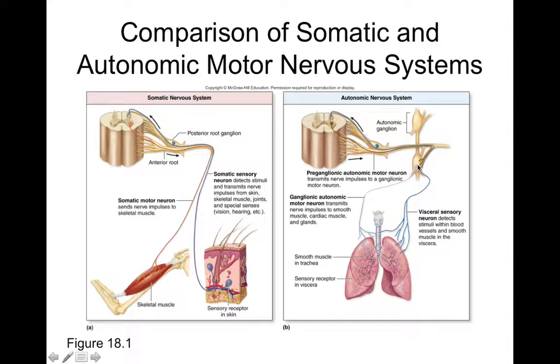What's the point of having several neurons along the chain of events here versus just having one long neuron that goes out to skeletal muscle? What do you guys think is the significance of that? Having multiple neurons in this pathway for the autonomic nervous system. Send a signal to multiple destinations.